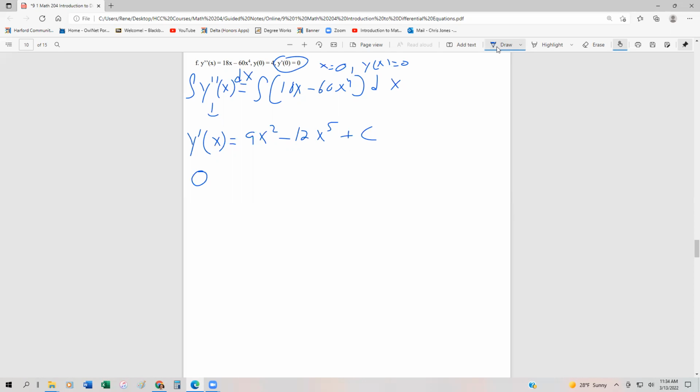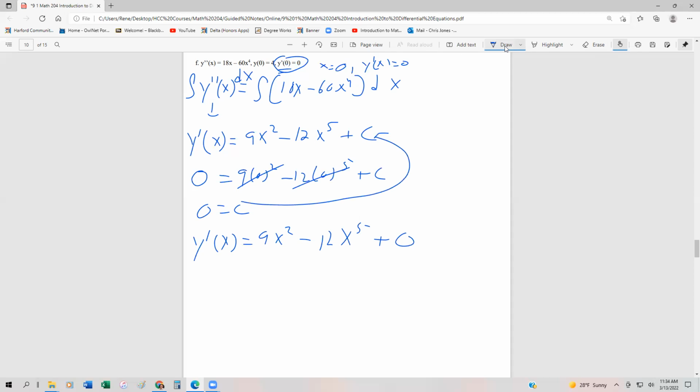So y prime of x, excuse me, since we're looking at the first derivative. So we get 0 is equal to 9 times 0 squared minus 12 times 0 to the fifth plus c, or 0 is equal to c. All right, and so that means that y prime of x is going to be 9x squared minus 12x to the fifth plus 0, because we just found that c was 0, but we really don't need the 0, since it contributes nothing to the sum.